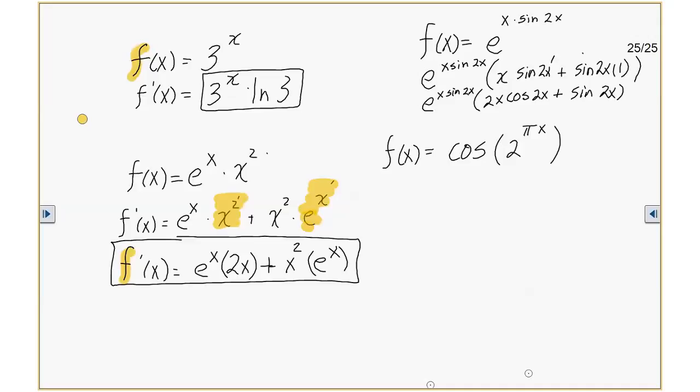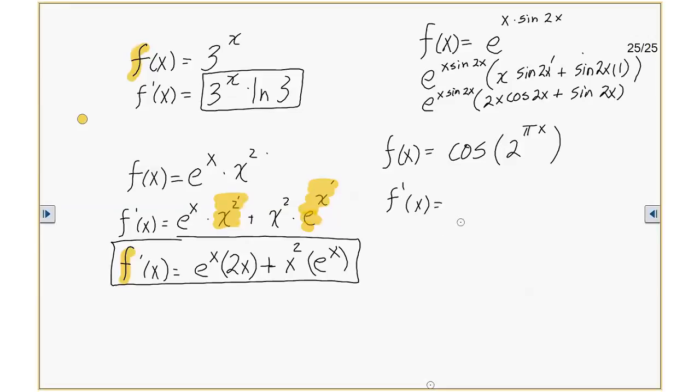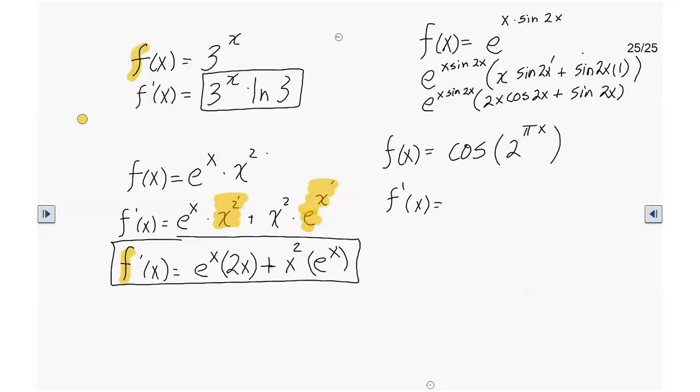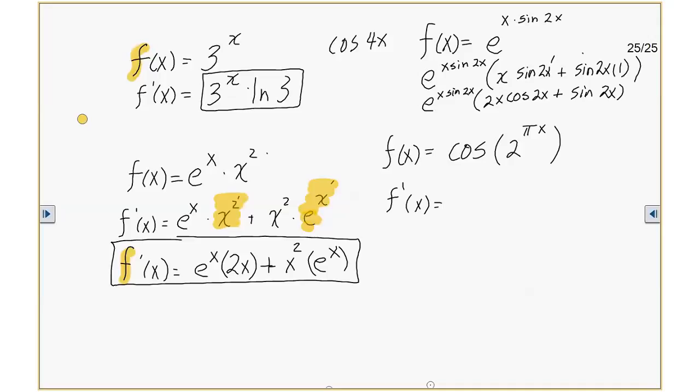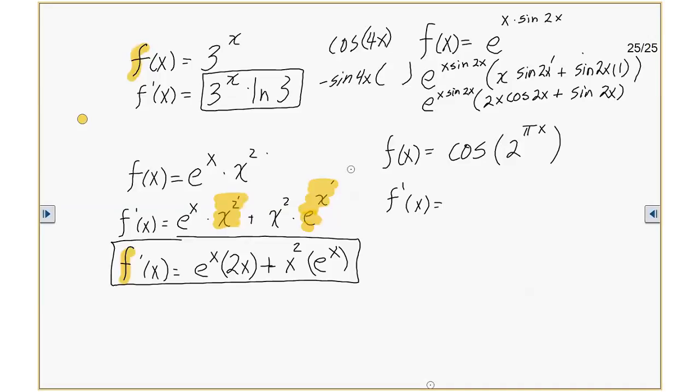And the last one, this is f of x, f prime of x. This is just like if I was to take the cosine of 4x, don't I have to use the chain rule with that? Yes. The derivative of cosine is what? Negative sine of 4x. But then I have to take the derivative of what? The 4x, which is 4. Does everybody understand that? All right, chain rule.